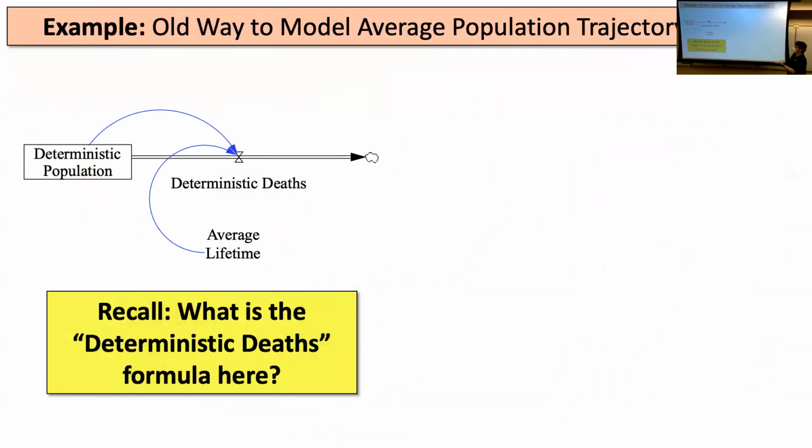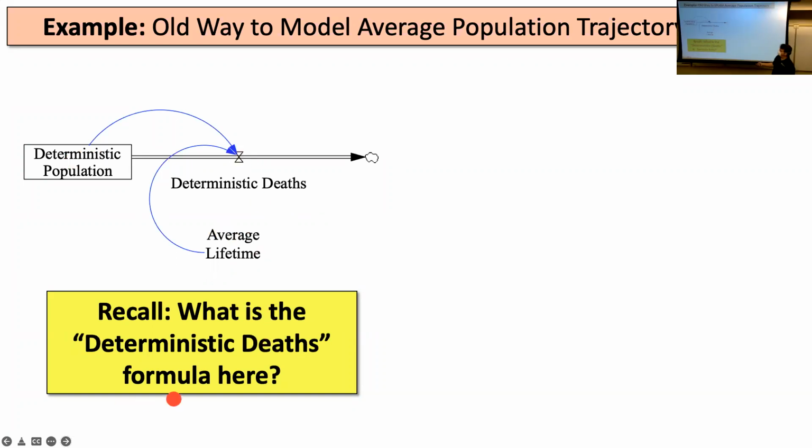So let me show you an example of that, and then I can ask for some questions here. So this is our traditional model of bacteria. I got rid of the births. So we just start with a population of bacteria, and we allow them to die naturally. So I've got the average lifetime of the bacteria here. We call it L for short. The population here, we could call it P for short, and then an outflow deaths.